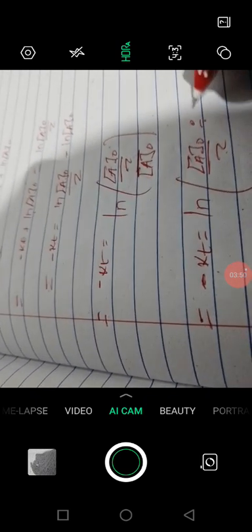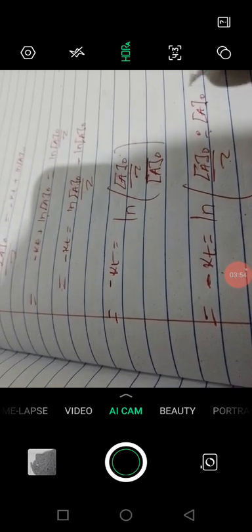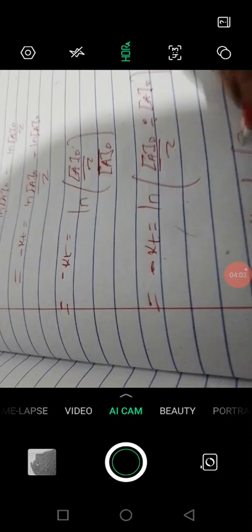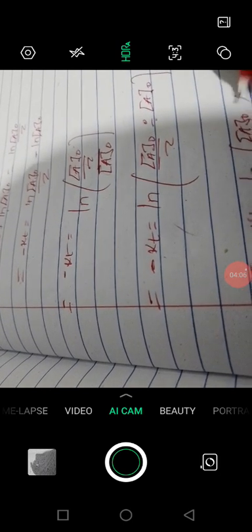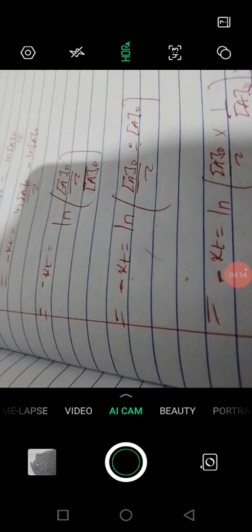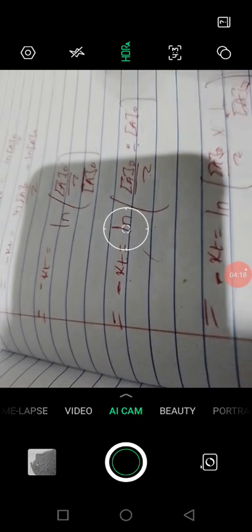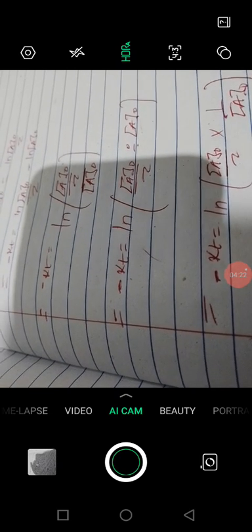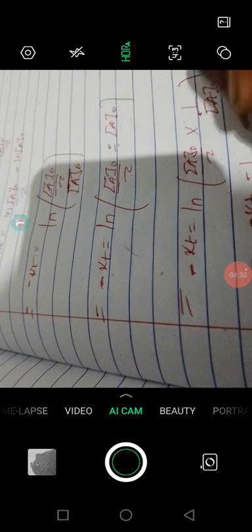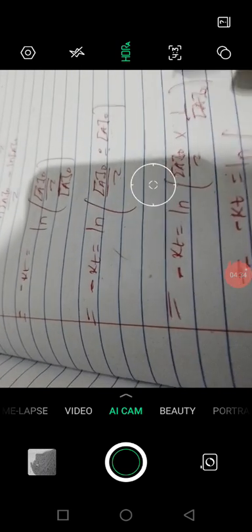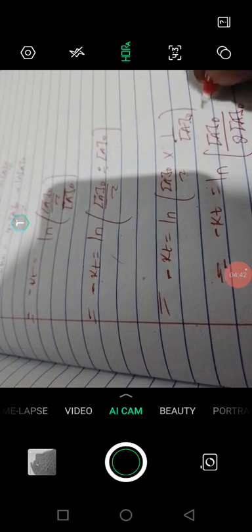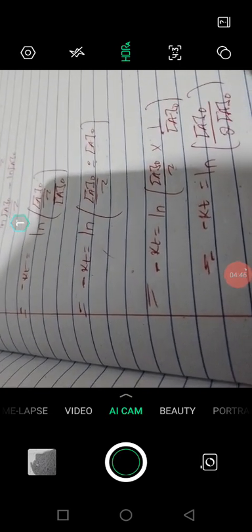So negative kt is equal to the natural log of the initial concentration of A divided by 2, over the initial concentration of A. Flipping it, the initial concentration times 1 is the initial concentration, divided by 2 times the initial concentration, which is 2 initial concentration. The initial concentration cancels.